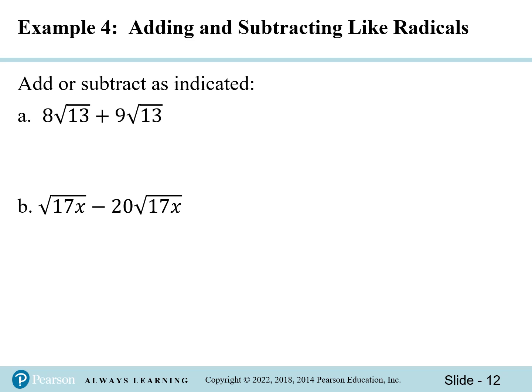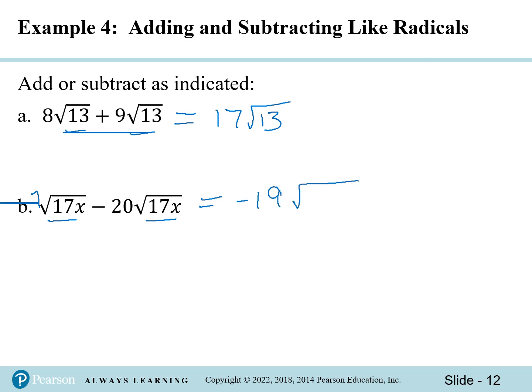So for this one, top one, we can combine because they have the same radical. So we add the 8 and the 9 and get 17 square root 13. These also have the same radical, so we can combine the 1 and the negative 20 to get negative 19 square root of 17x.